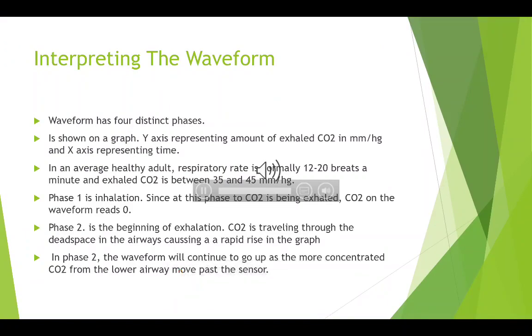In order to know what's abnormal, it's important to know what a normal waveform is. Each waveform has 4 distinct phases. It's on basically a graph with an X and a Y axis. The Y axis going up and down represents the amount of exhaled CO2 in millimeters of mercury, and the X axis represents time. The average adult breathes between 12 and 20 breaths per minute, and the normal amount of exhaled CO2 is between 35 and 45 millimeters of mercury.